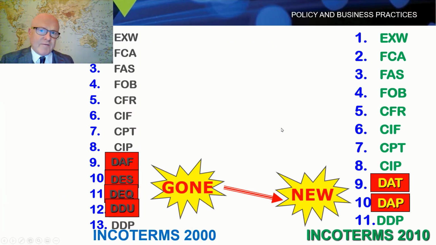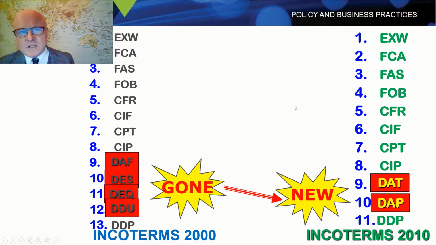Looking at the Incoterms in a little bit more depth and looking at the evolution over time. Incoterms 2000 had 4 Incoterms, DAF, DES, DEQ, DDU, which were removed, gone. These were replaced in the version of 2010 with DAT and DAP. DAP delivered at place, DAT delivered at terminal. A terminal is a designated secure area for the delivery of cargo.